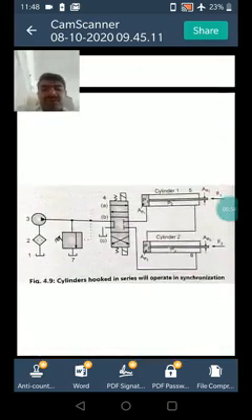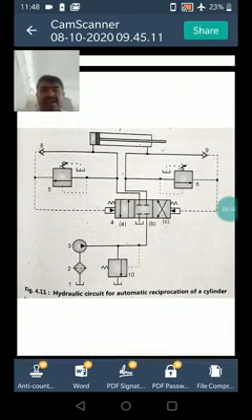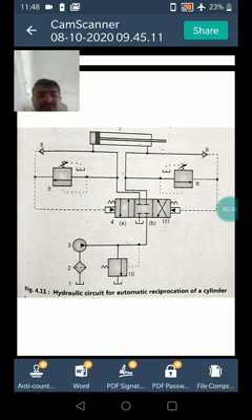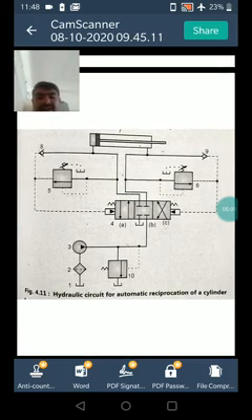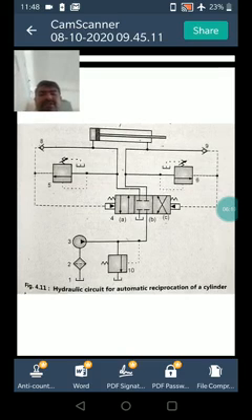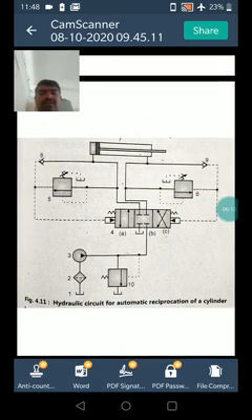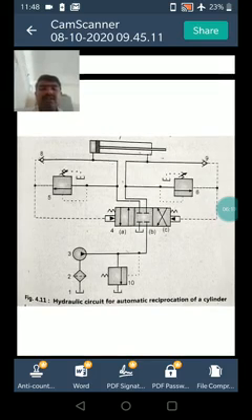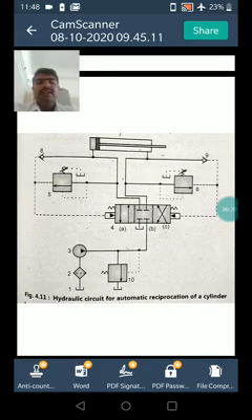Okay, and then the next point is the hydraulic circuit for automatic reciprocation of the cylinder. See it: 1 indicates the tank, the second indicates the filter, 3 indicates the pump, then 10 indicates the pressure relief valve. Okay, 4, with the A, B, C positions, indicates the DCV, called the direction control valve. In that there is a double acting cylinder, and 5 and 6 are the sequence valves with check valve.